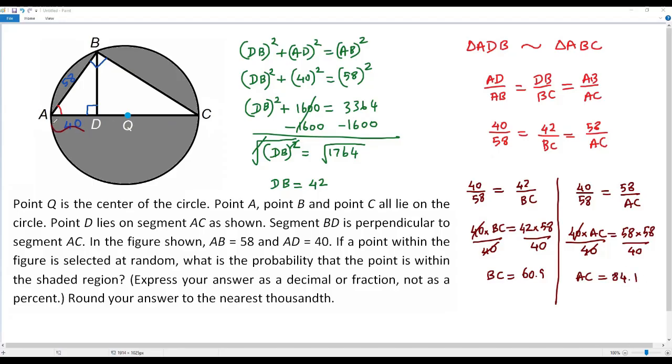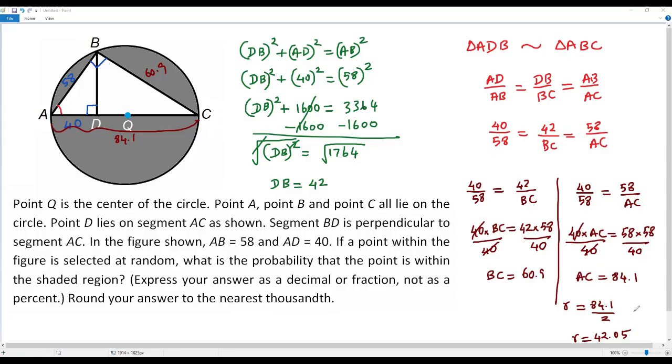Okay, here I got the length of the diameter, that is 84.1, and also I have the length of the leg BC of the right triangle ABC, that is 60.9. Now, to get the radius of the circle, we have to divide the length of the diameter AC by 2, that is 84.1 divided by 2. Then R equals, okay, let me do it, 84.1 by 2, I am getting 42.05. Let me write it. Okay, here I got the radius of the circle.